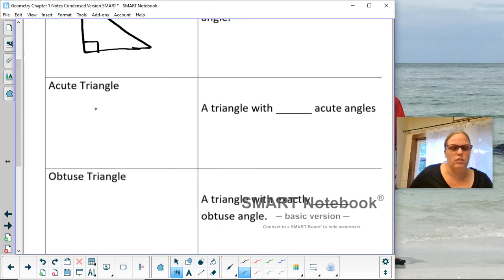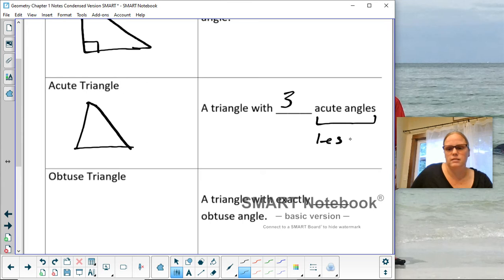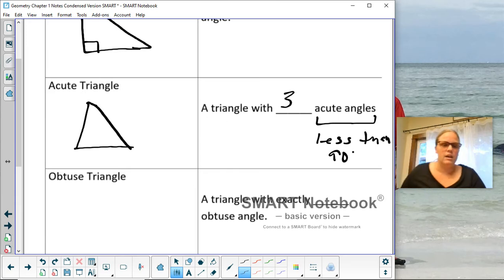An acute triangle has 3 acute angles. So again, we can't just assume something. So when I draw a triangle here, it looks like all 3 of these are acute angles, but I can't assume that. And so I'm going to have to put in some values or some more information stating that all 3 of these are less than 90 degrees. So remember, less than 90 degrees.